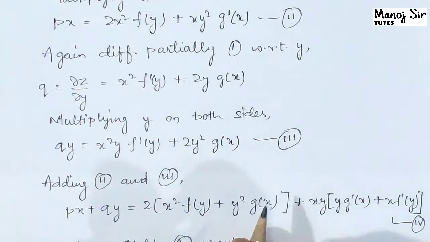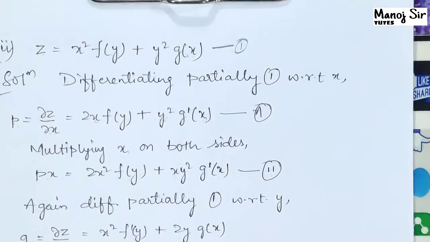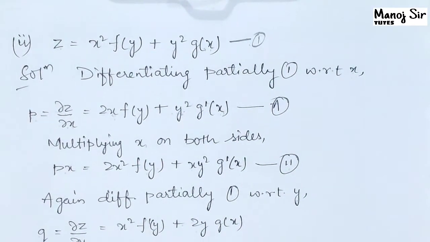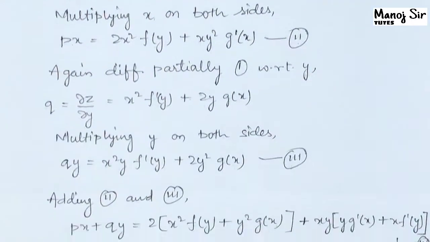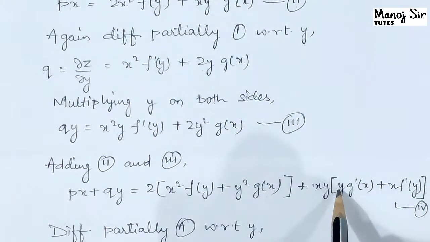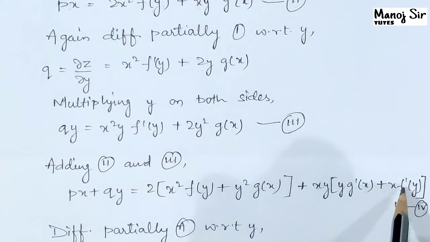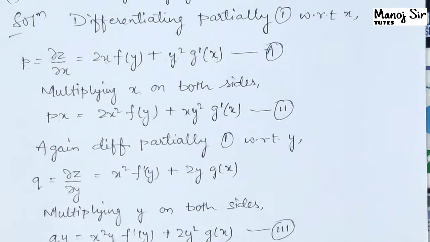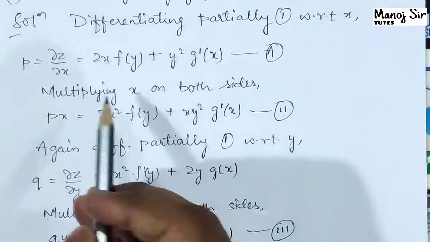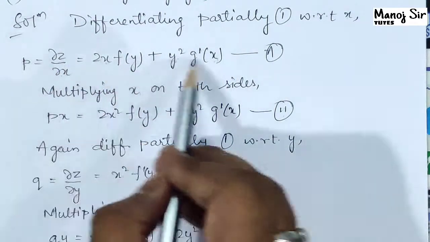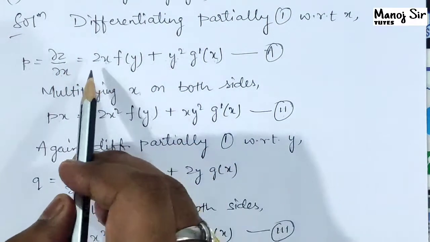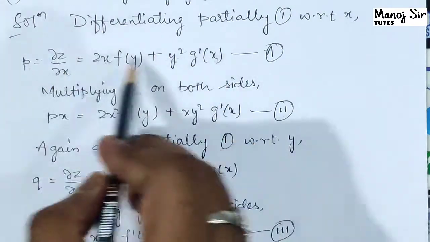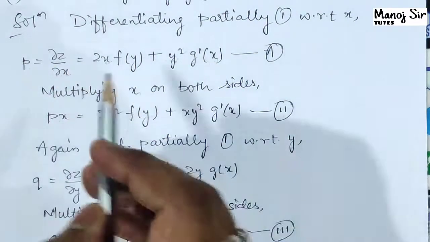Now what is this? This is nothing but your z, the value of z. That is x square into f of y plus y square into g of x. But what about this value? That is y into g dash of x plus x into f dash of y. For this, we need to differentiate partially with respect to y. We will differentiate this equation partially with respect to x, sorry, with respect to y.